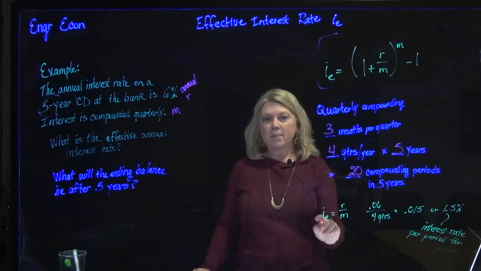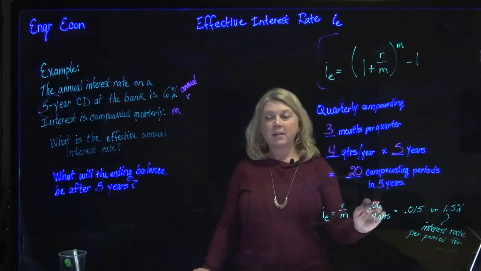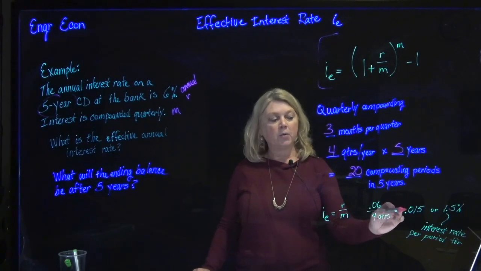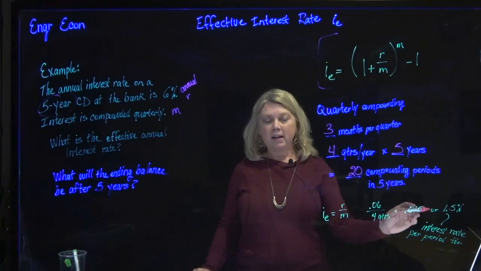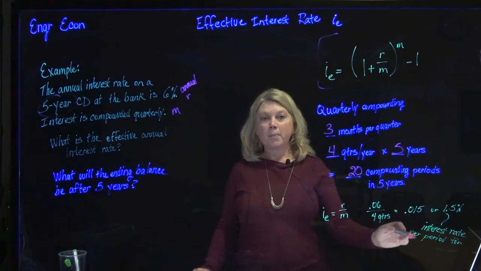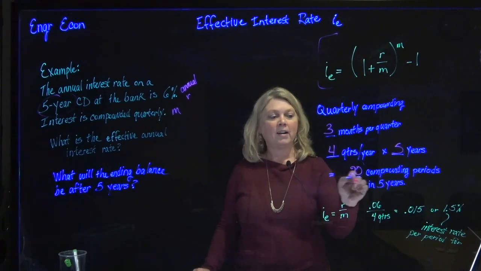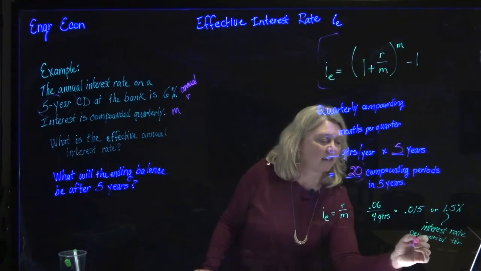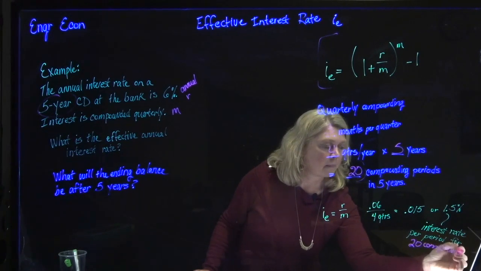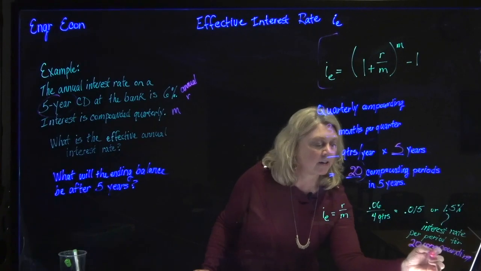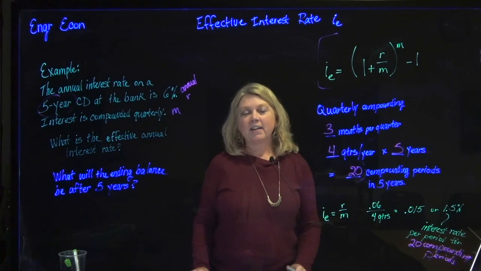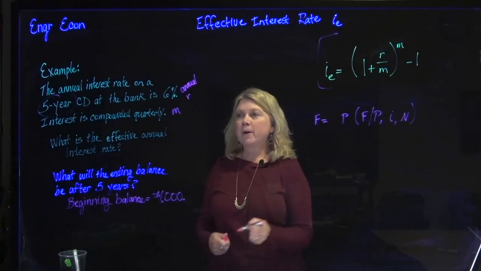Now let's go to I sub E equals R over M. 6% interest, annual interest, divided by 4 quarters equals a quarterly interest rate of 1.5%. That's the interest rate per period for 20 compounding periods in that entire 5-year CD investment. Okay, so that answered the first part of the question.